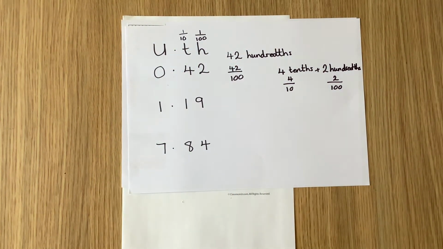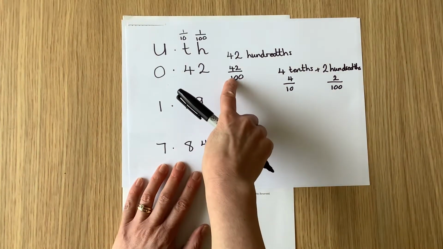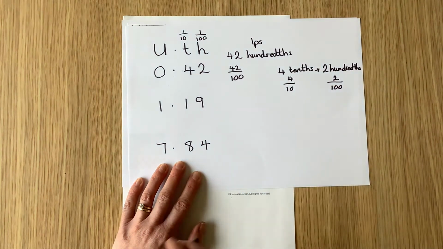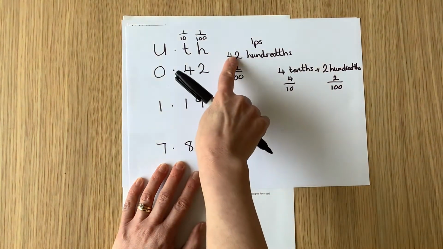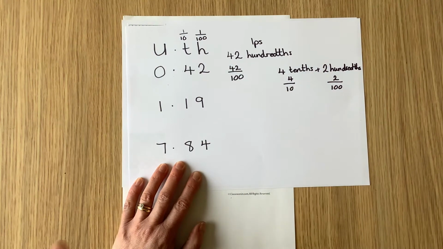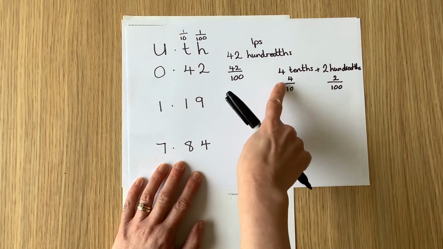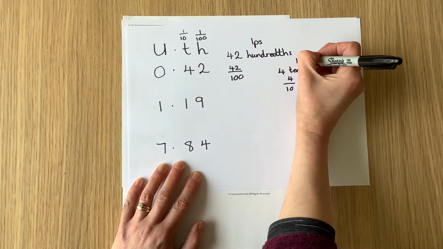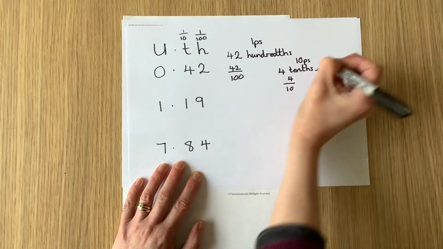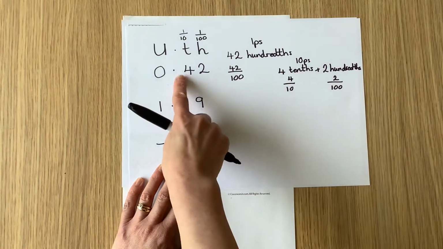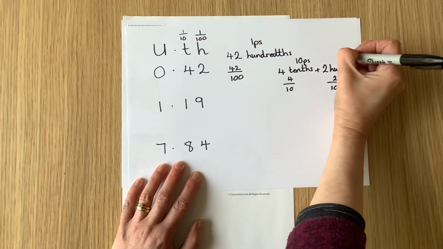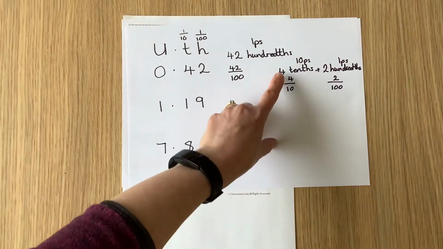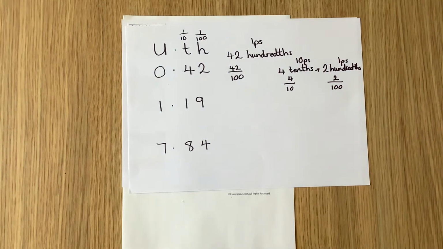If we think about money, that makes sense, because if I'm looking at hundredths, well, hundredths of £1 are the 1p's. So I would have 42 1p's. Or if I thought of it as money for 4/10ths and 2/100ths, well, tenths, £1 divided into 10 parts, that's our 10p's. So I could have 4 10p's and 2 1p's. 42 hundredths or 4/10ths and 2/100ths.